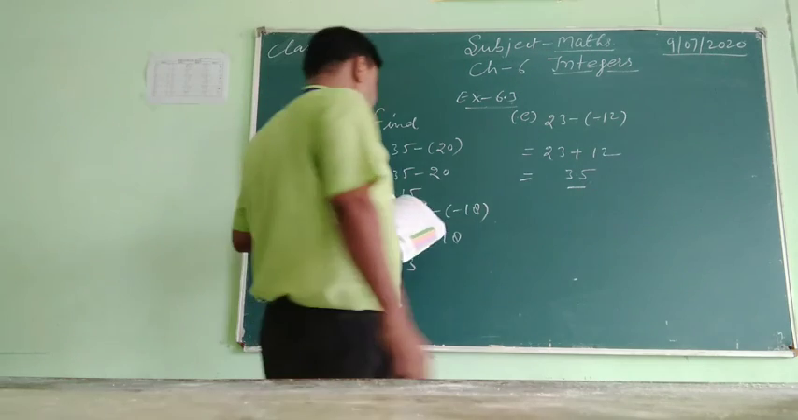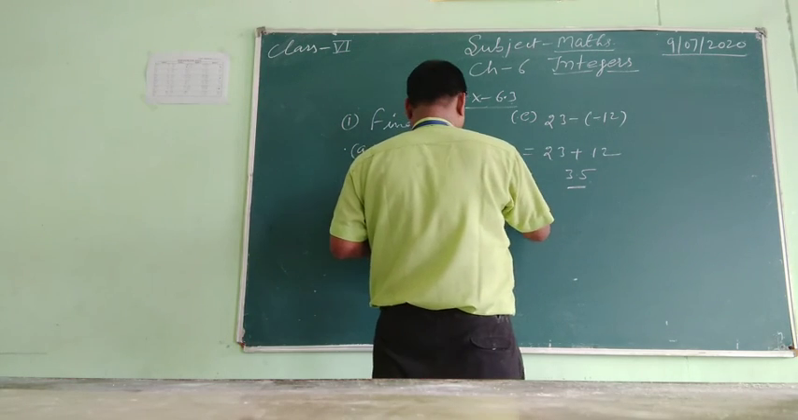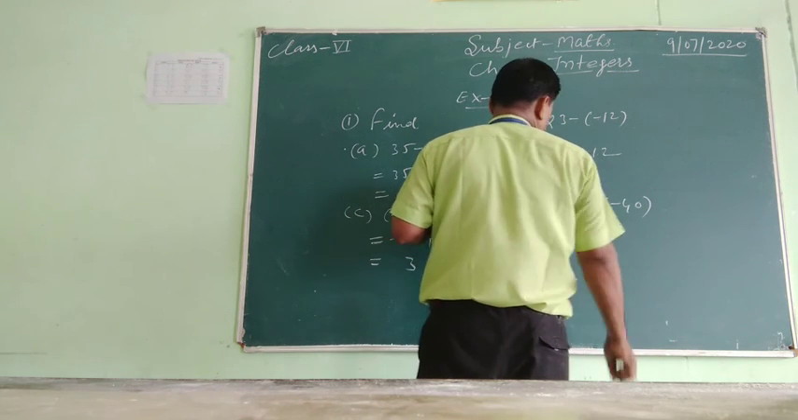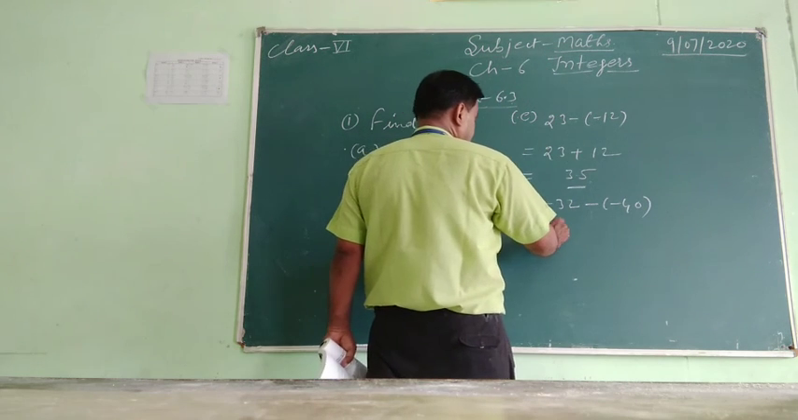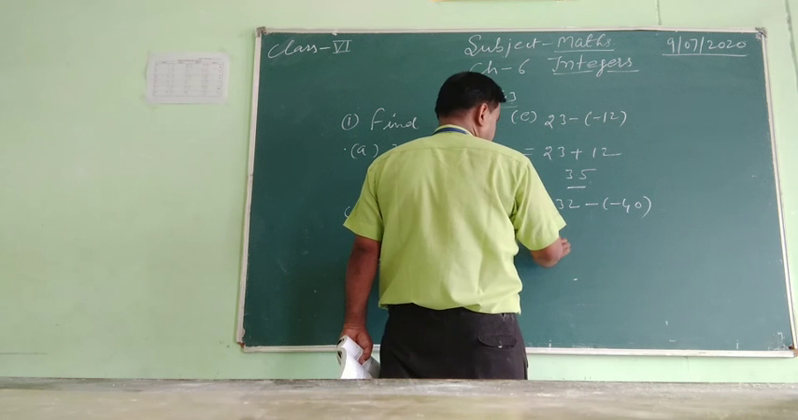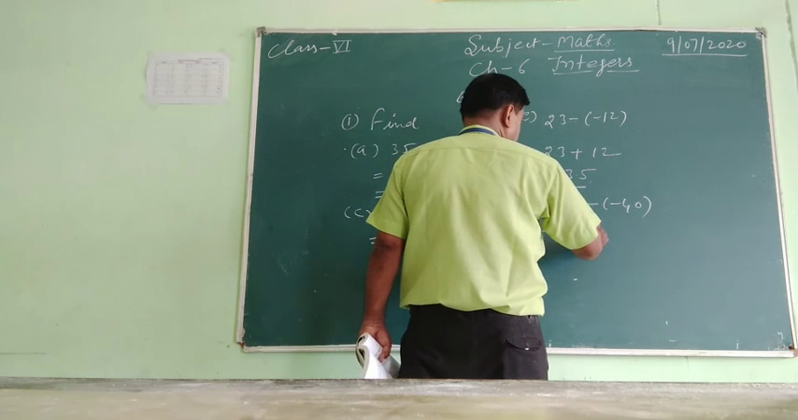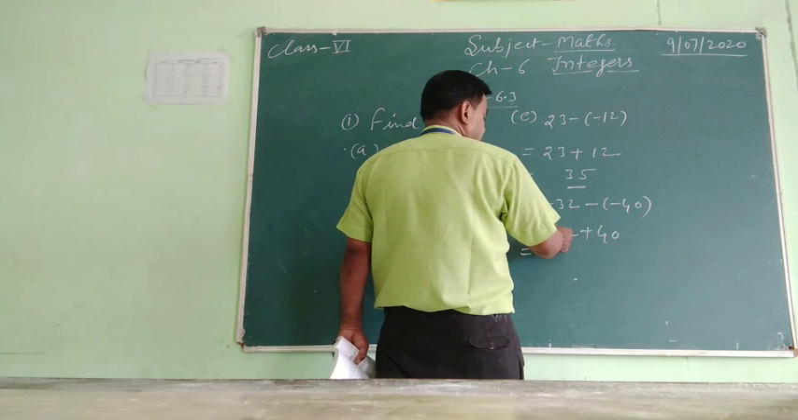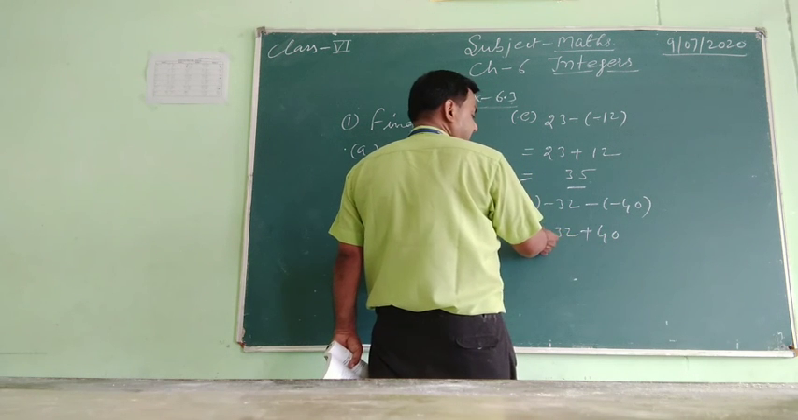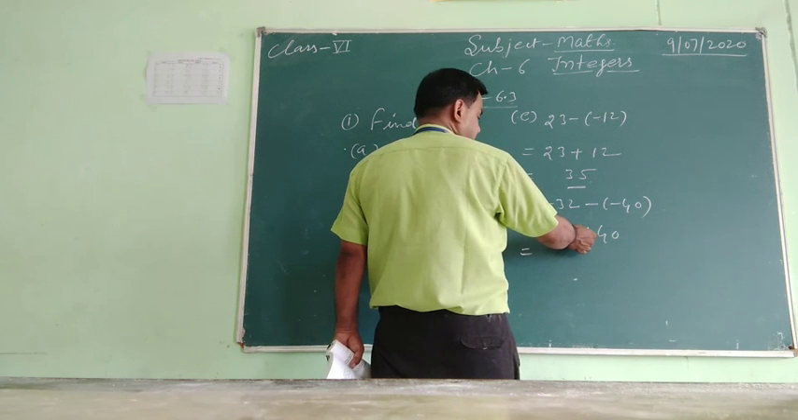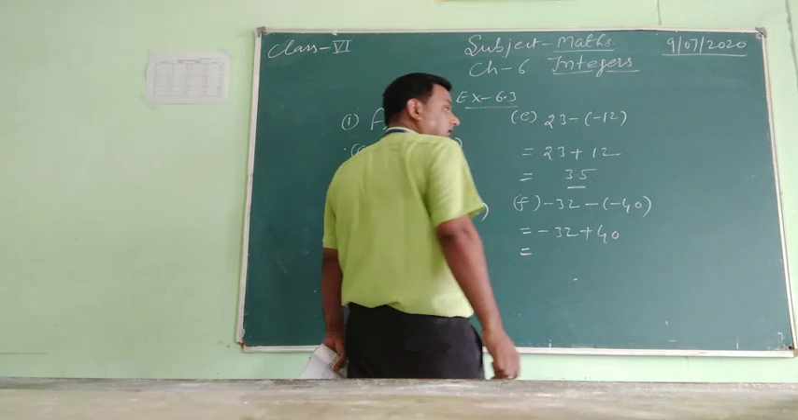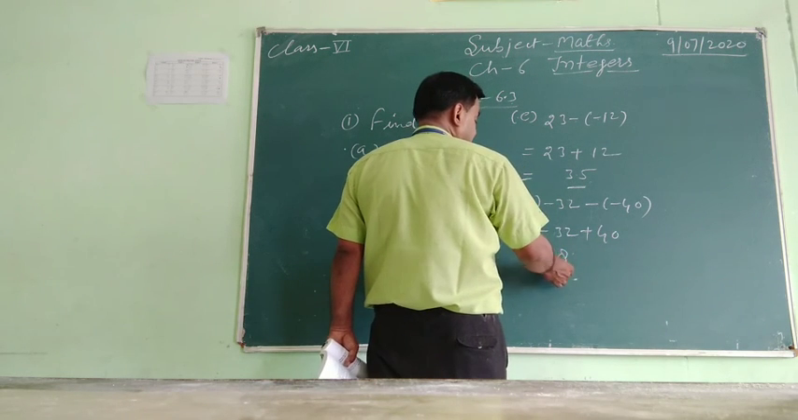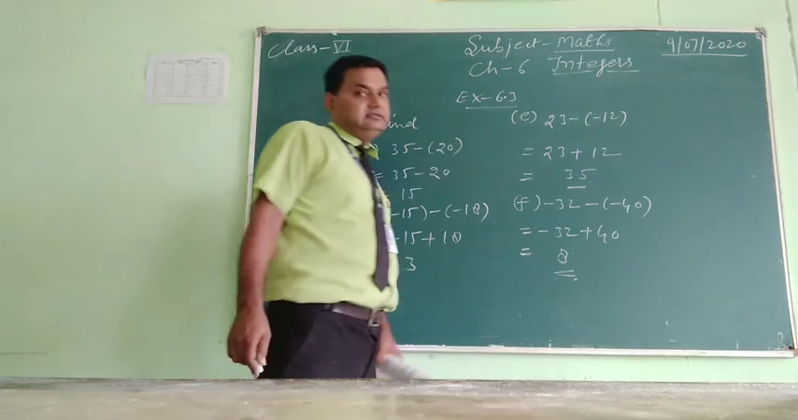Now F part, minus 32 minus minus 40. Now minus 32 minus minus becomes plus 40. Minus plus, 32 is negative and 40 is positive. So minus plus minus, 40 minus 32, 8. The sign will be positive. 8 is the answer.